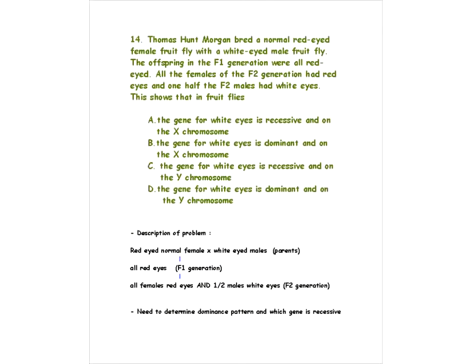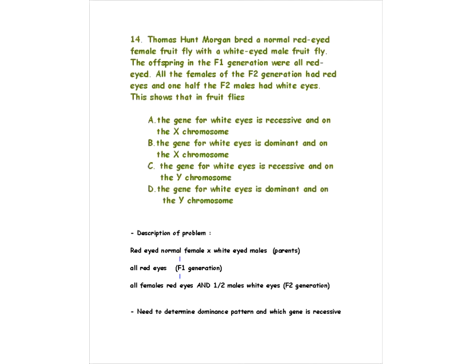Okay. I think we're getting close to the end. We're in question 14, and we've just got a little more to go. So, Thomas Hunt Morgan bred a normal red-eyed female fruit fly with a white-eyed male fruit fly. The offspring in the F1 generation were all red-eyed. All the females in the F2 generation had red eyes. 1/2 of the F2 males had white eyes.